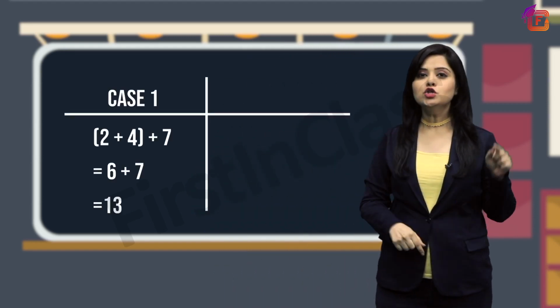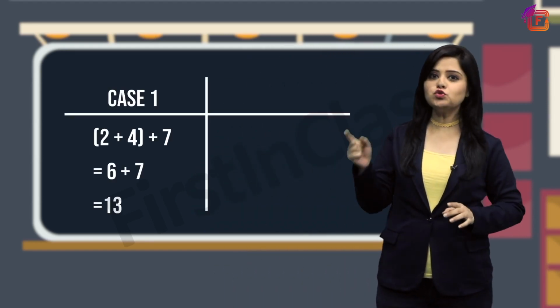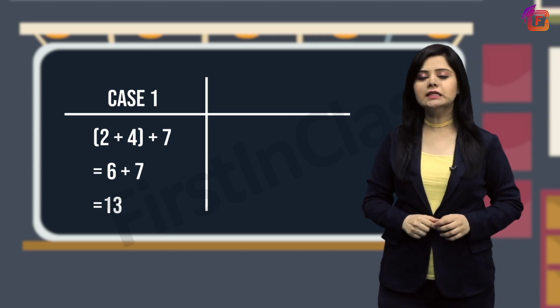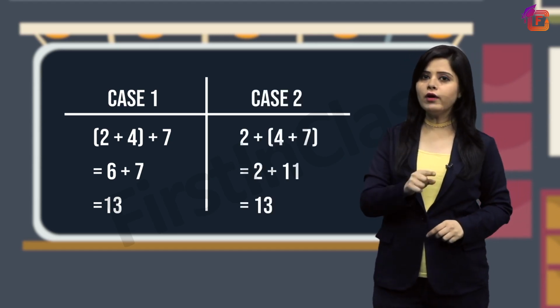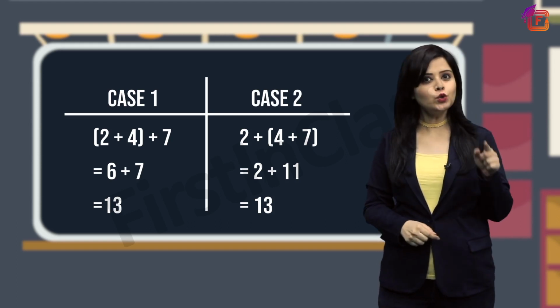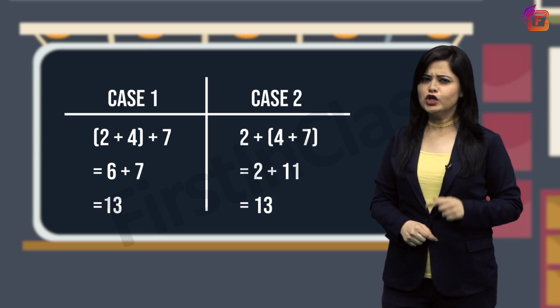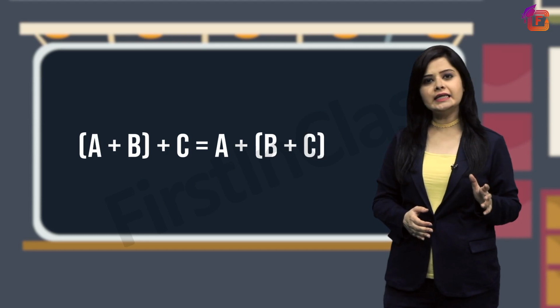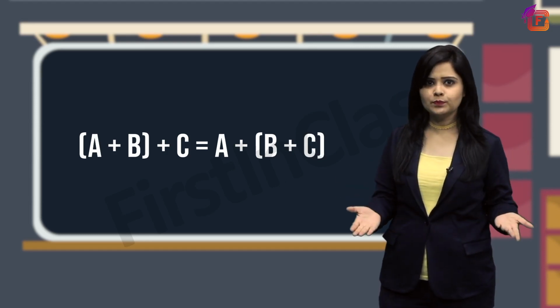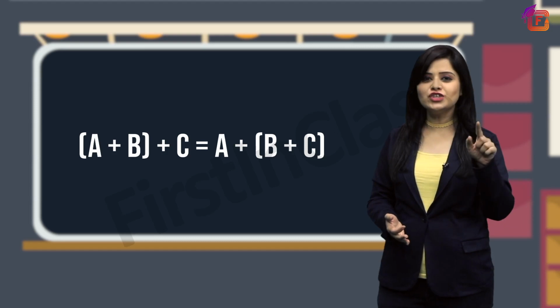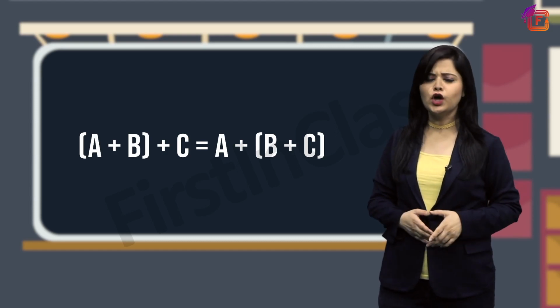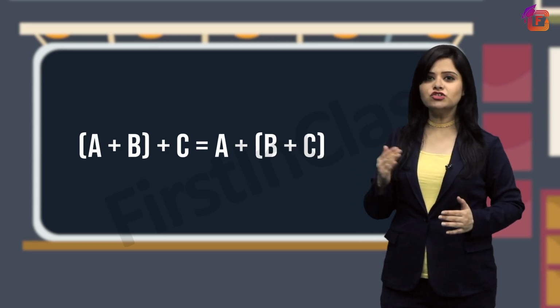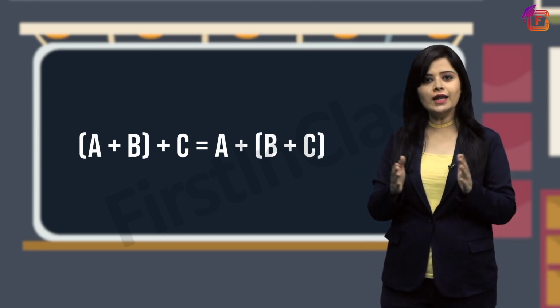I must say that you have shown amazing efforts at adding the numbers. In case 1, 2 add 4 is 6, which when added to 7 gives us 13. In case 2, 4 add 7 is 11 and 2 add 11 is 13. So, we get the same result in both the cases. Now, can you think of adding these 3 numbers in another way? Also, do not forget to check the sum of the numbers. So, we conclude that addition is associative for whole numbers.